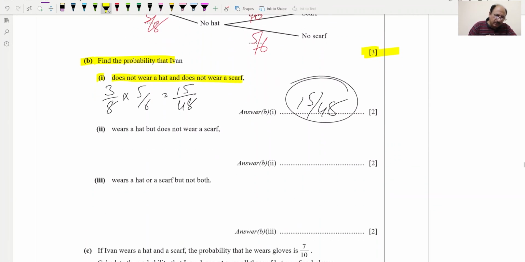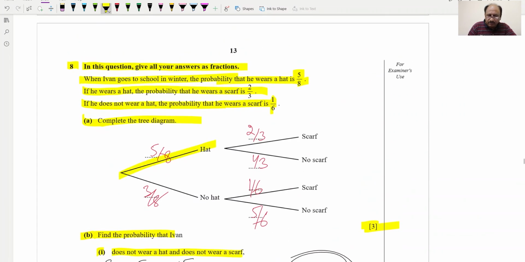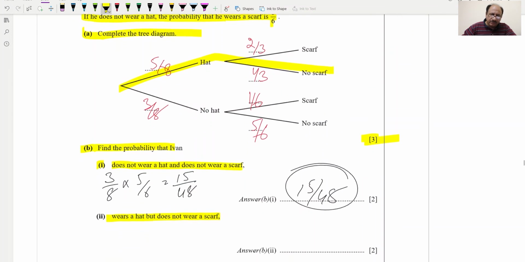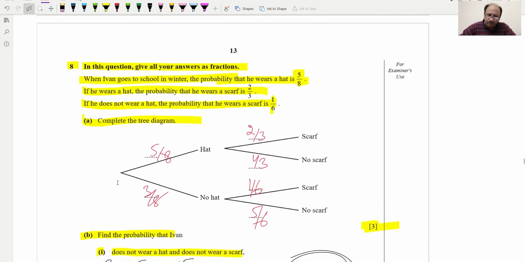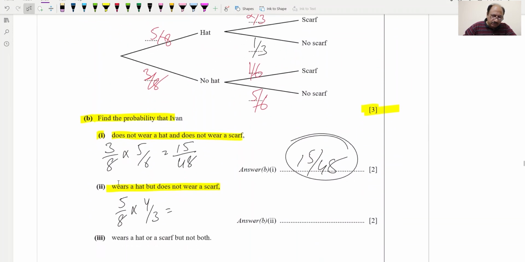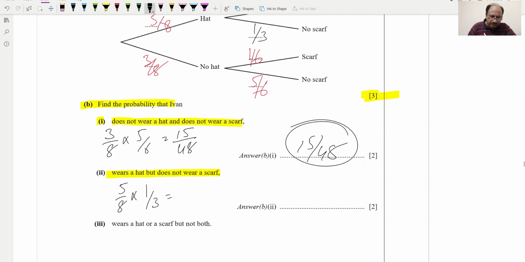Then they are saying wears a hat but does not wear a scarf. So wears a hat but does not wear a scarf will be this branch, and it will be 5 by 8 into 1 by 3. Sorry, I said 4 by 3, but this is 1 by 3. So 5 by 8 into 1 over 3 will be 5 over 24. So the answer will be 5 by 24. This will be the answer for 2 marks.